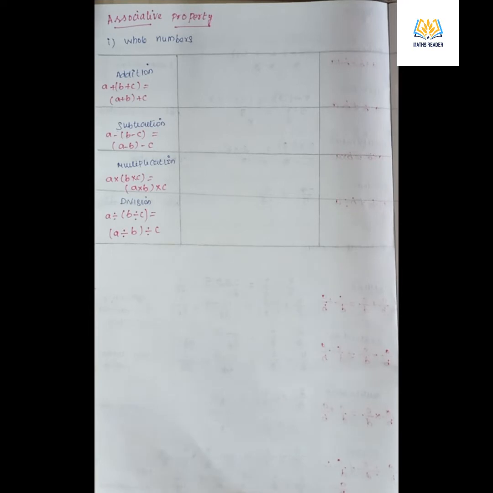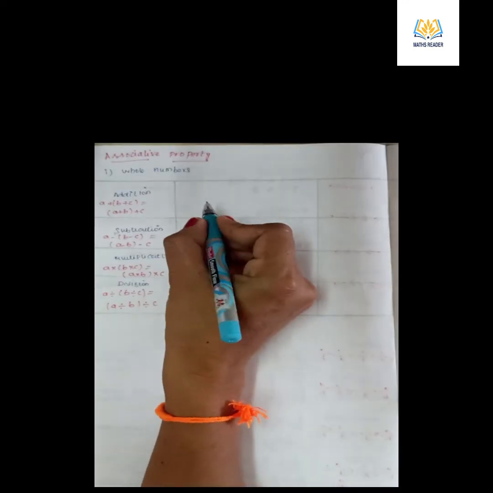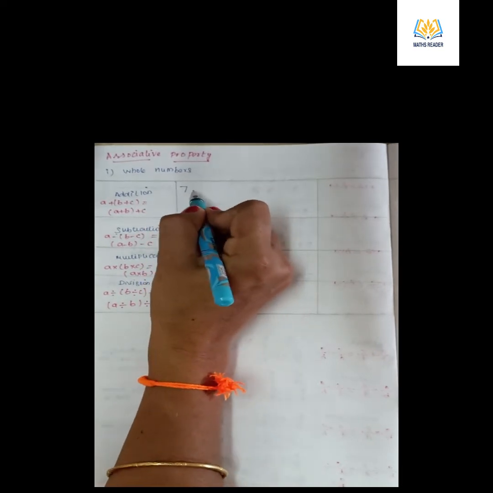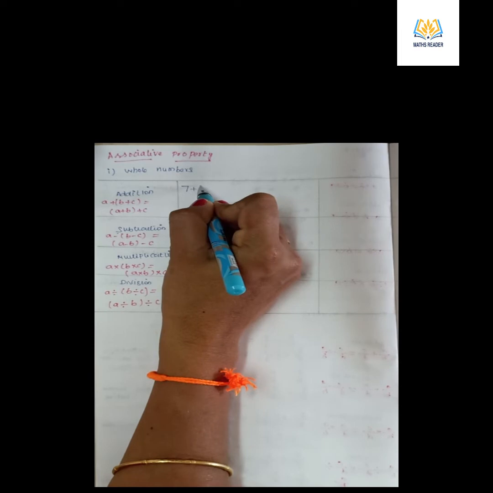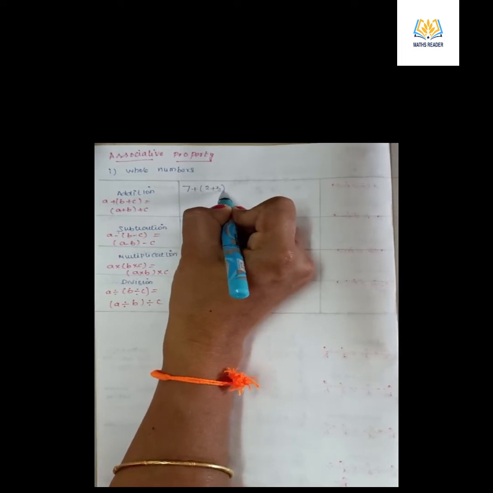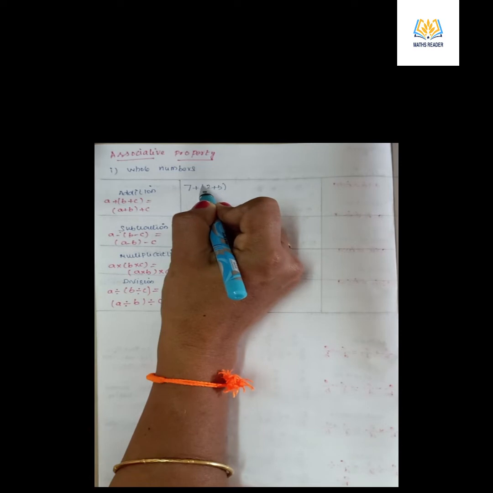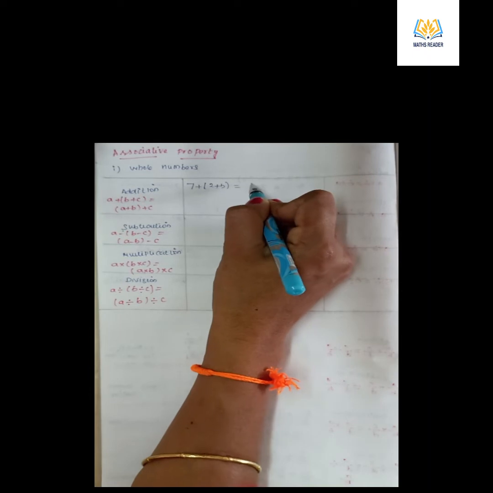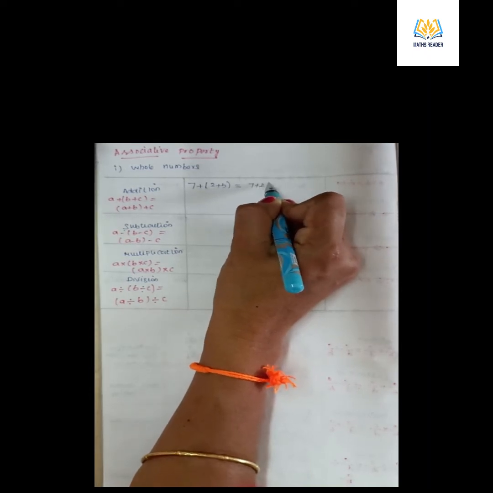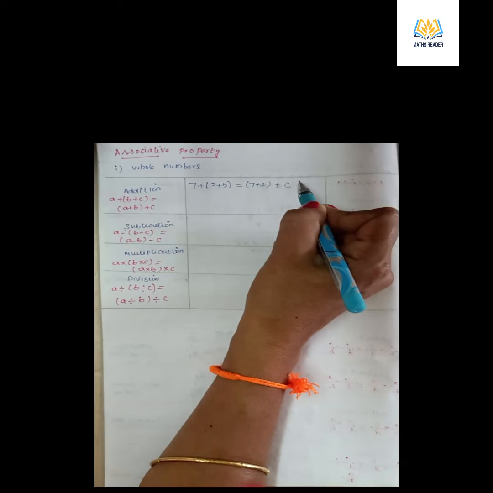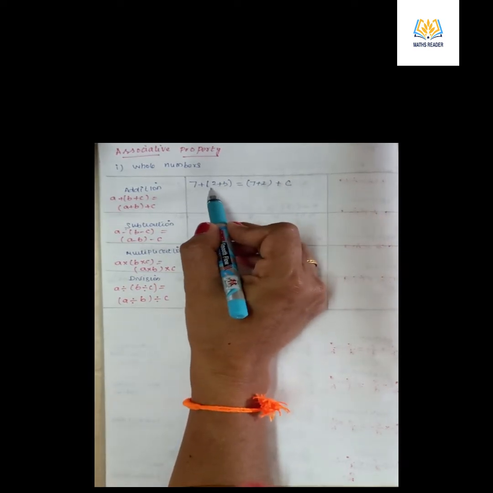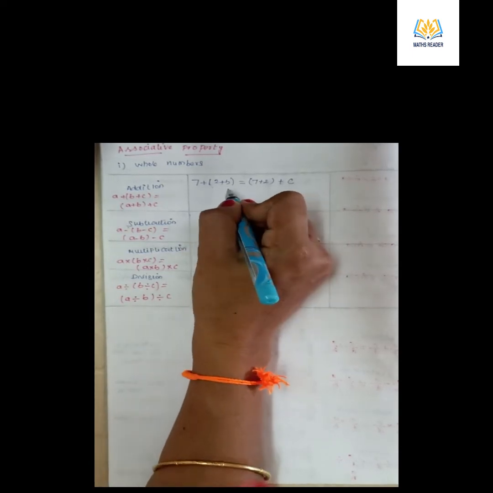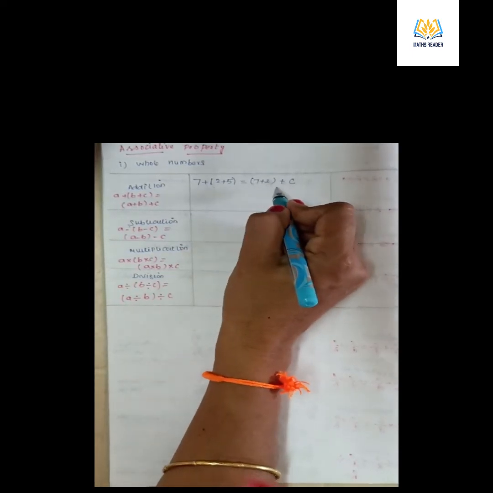And next is the associative property. Associative property for addition. Let us take 7 plus 2 plus 5. a plus b plus c, with the parenthesis for b plus c. This is equal to a plus b, 7 plus 2, plus c. Here we rearranged the parenthesis. Here the bracket is for 2 plus 5, here it is for 7 plus 2.